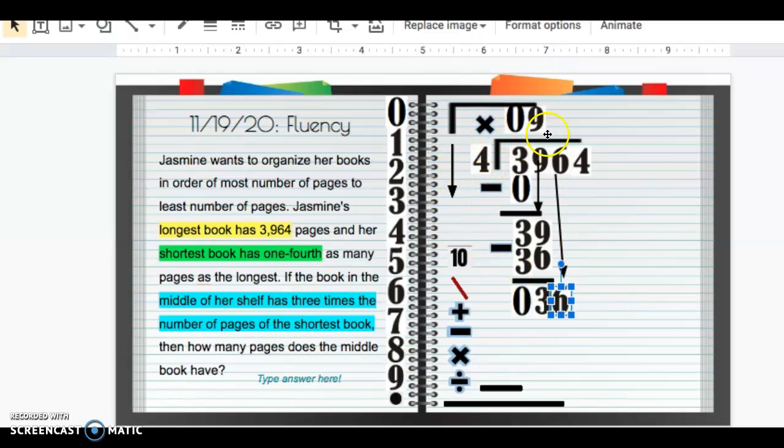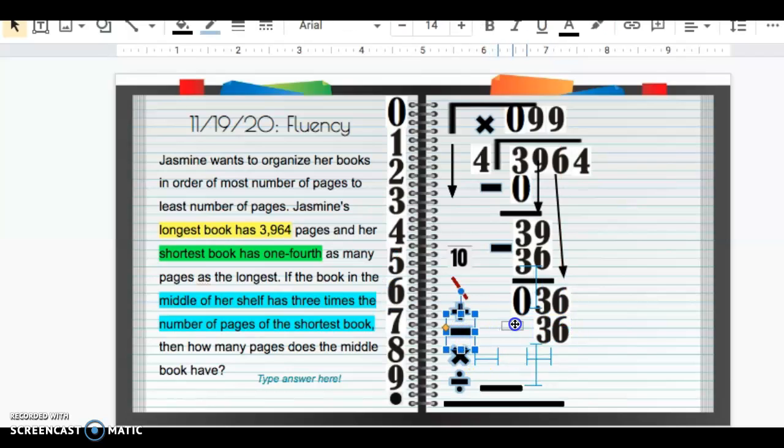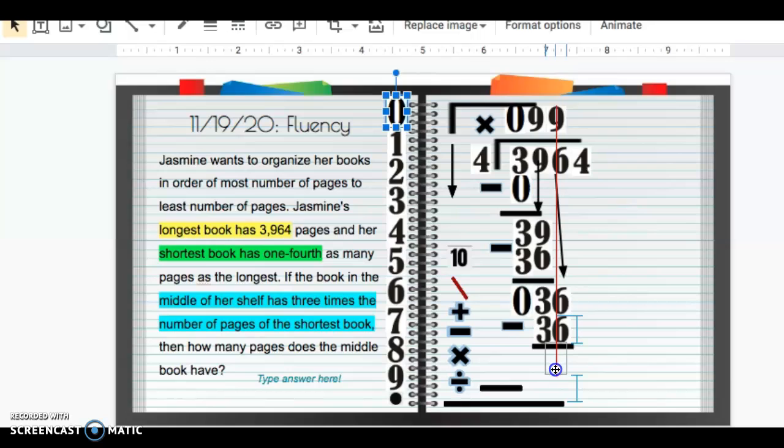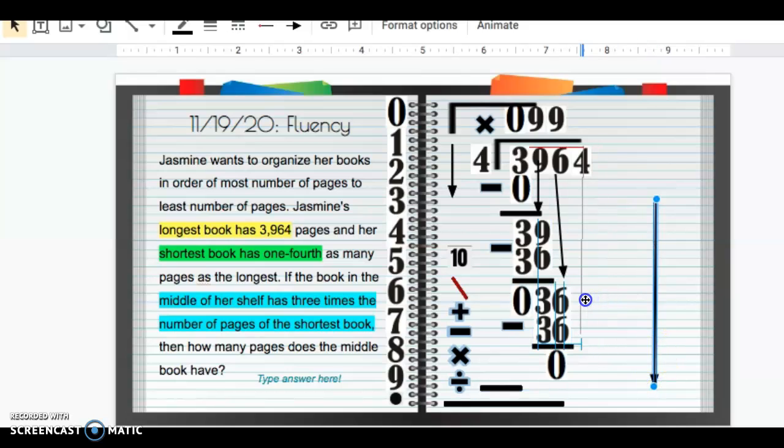So 4 times 1 gets me 36. Well, I know it's 9 because I just did it. So it gives me 9. So I put my 9 here, and I subtract 36 from it. 36 minus 36, when I subtract it, I get 0. And then I have to bring down my 4. So I bring down my 4.